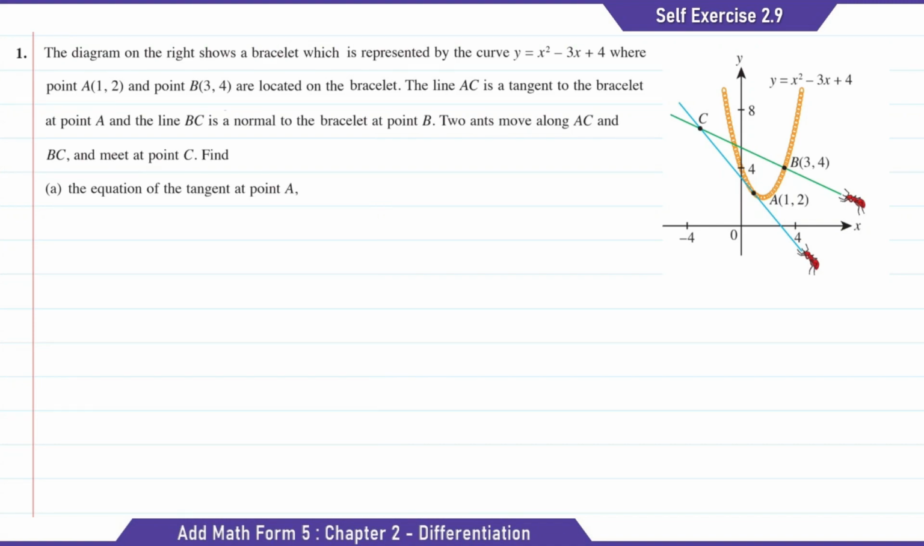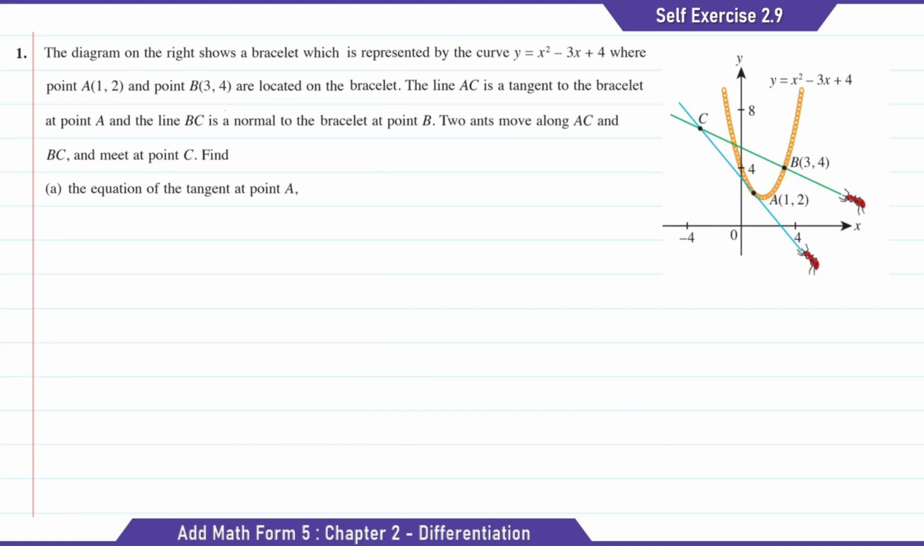The line AC is a tangent to the bracelet at point A and the line BC is a normal to the bracelet at point B. Two ends move along AC and BC and meet at point C. Find A, the equation of the tangent at point A.